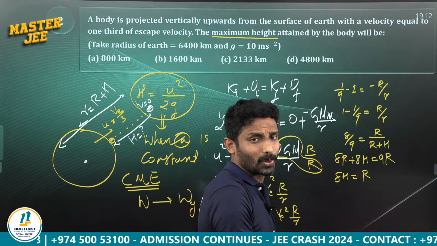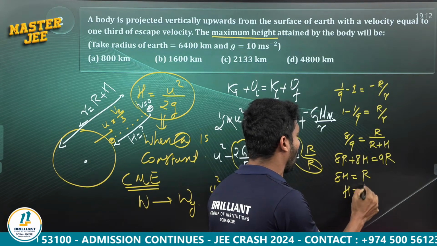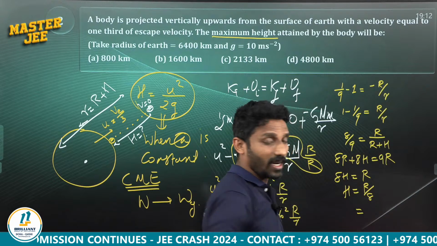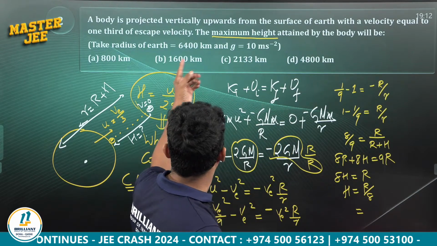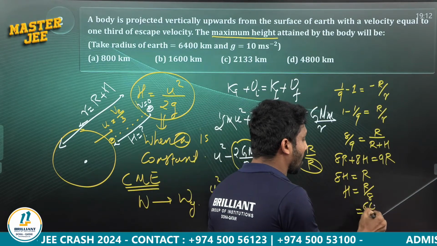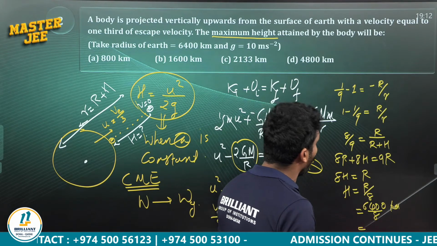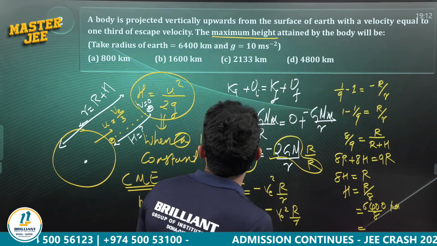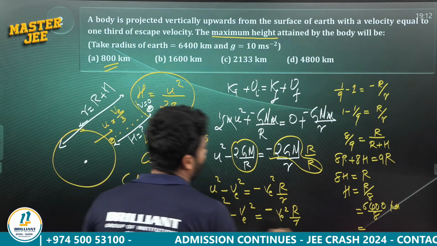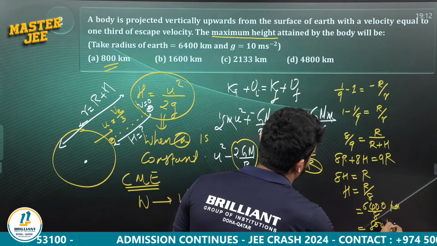Okay, it's a very simple solution, right? Then maximum height is r divided by 8. Now what is the radius of earth given in the question? It is 6,400 kilometers. 6,400 divided by 8 kilometers, which is equal to what? The answer is 800 kilometers. See, 800 kilometers, a very simple answer.